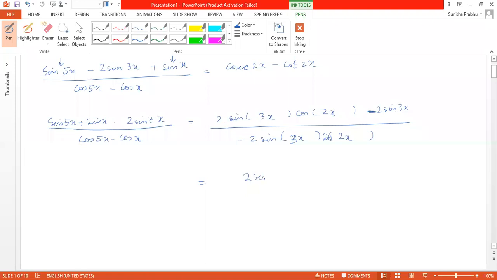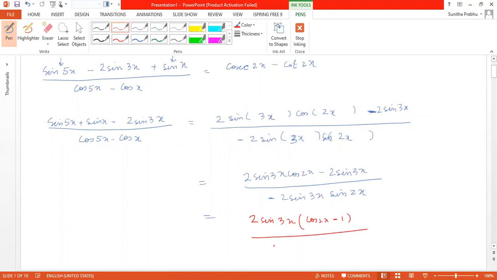So now you write: 2 sin 3x cos 2x minus 2 sin 3x, divided by minus 2 sin 3x sin 2x. What shall we do next? Can we take sin 3x common? 2 sin 3x we take common: cos 2x minus 1. Then we cancel that with the denominator. That will become 1 minus cos 2x by sin 2x, because of this minus. And that is the RHS: 1 by sin 2x is cosec 2x, minus cos 2x by sin 2x is cot 2x.